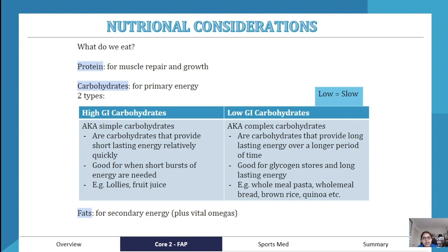High GI carbohydrates are generally referred to as simple carbs. These are carbohydrates that provide short-lasting energy relatively quickly, and they are good for when you need short bursts of energy. Examples of high GI carbs include lollies and fruit juice. Carbs, they work straight away.